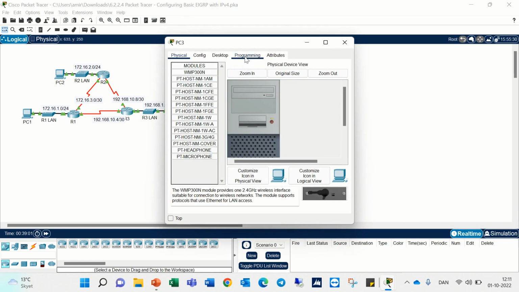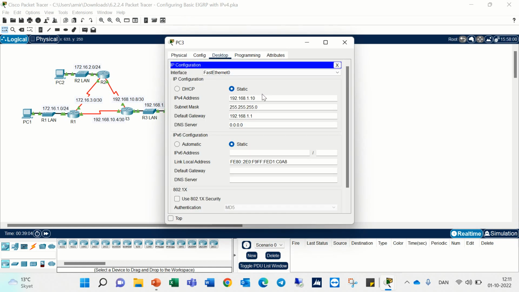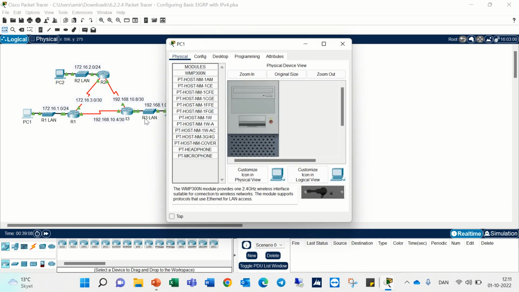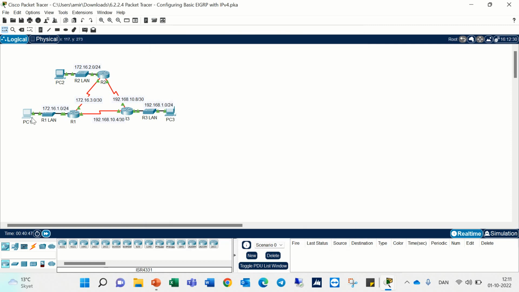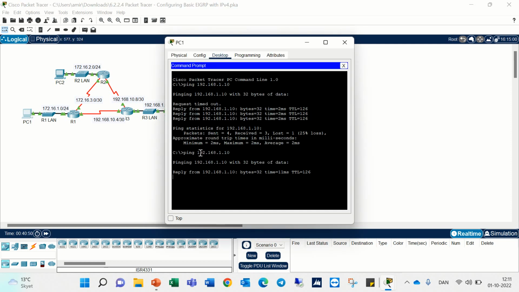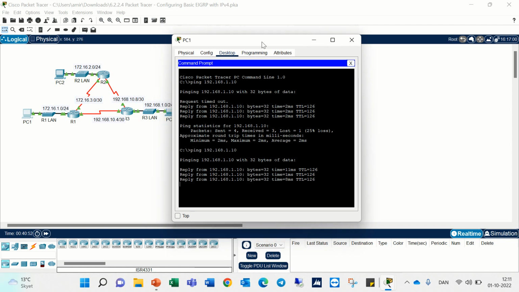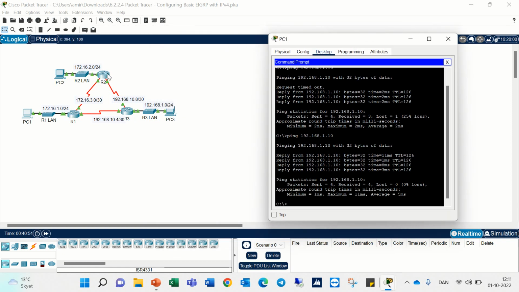And you can use, for example, you can go here and try to ping PC3 from PC1. And click on fast forward. And you can ping PC3 because between routers, we need to have routing protocol, and our routing protocol is EIGRP, and using EIGRP, PC1 can ping PC3 and also PC2.